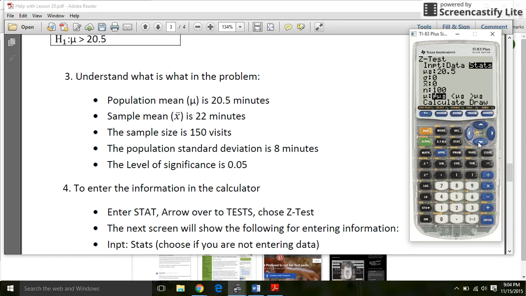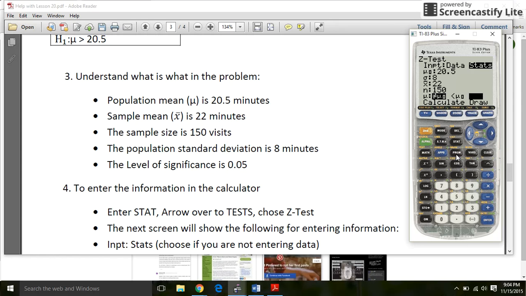And then I go to the population standard deviation. Remember, sigma is that. So I remember that was 8 minutes. I'm going to go to my sample mean, which was 22. My n was 150. Okay. This was a greater than, so I have to scroll all the way over to the end.